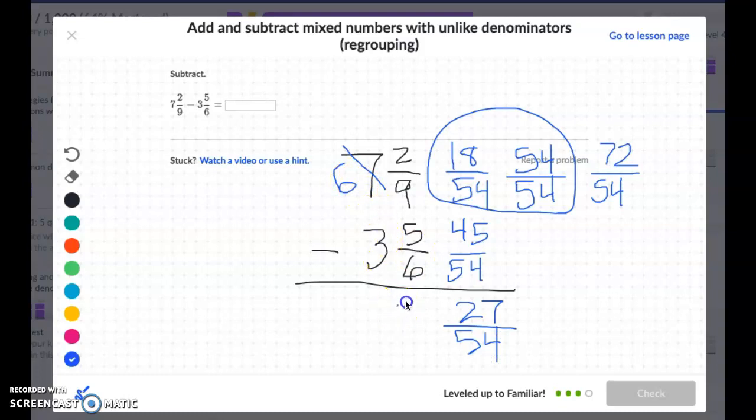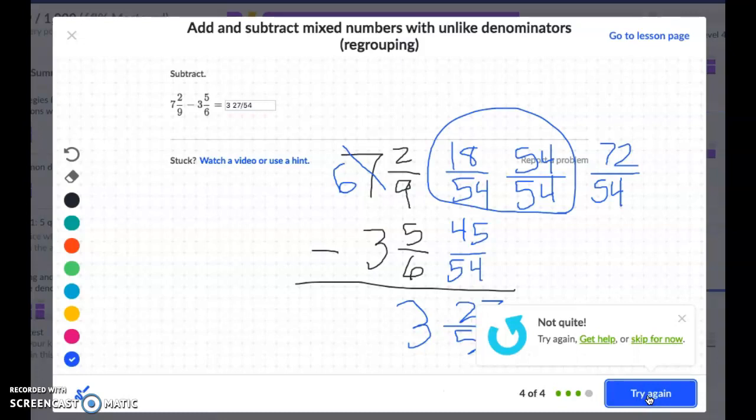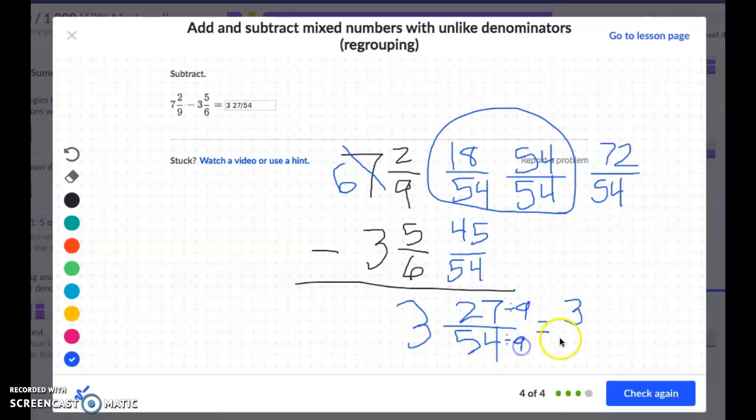6 take away 3 is 3. So 3 and 27 54ths. Ooh, and they want us to simplify this. Okay, so we're going to have to look here and say, how can I make this smaller? Okay, and when I look at this, I say, well, I can divide both of these numbers by 9. And if I do 27 divided by 9, I get 3. And 54 divided by 9 is 6.